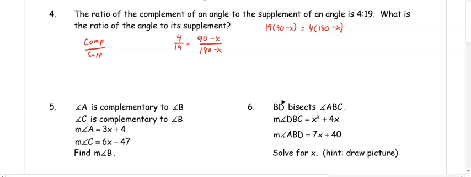We can distribute: 1,710 minus 19x equals 720 minus 4x. We can add 19x to both sides. We get 1,710 equals 15x plus 720. We can subtract 720 from both sides. 15x is equal to 990. When we divide by 15, x is 66.